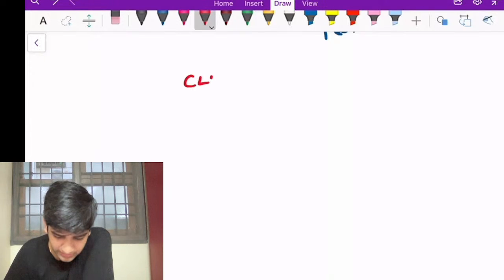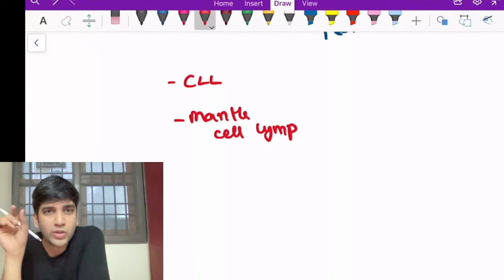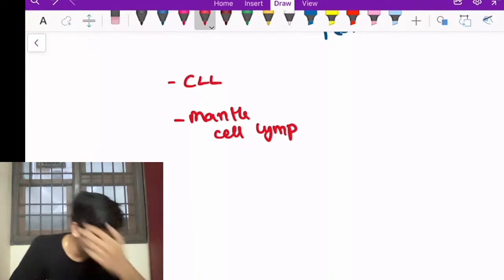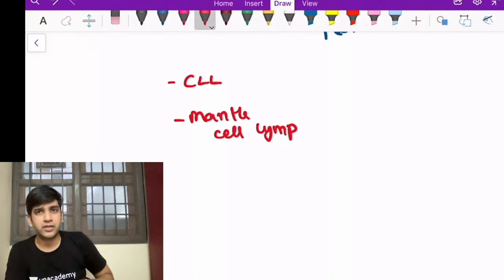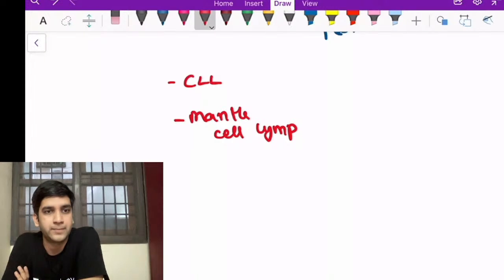Let's take CLL. Let's take mantle. These two are pre-germinal center neoplasms, right? CLL and mantle. CLL comes from my naive B cell. Mantle comes from my inner mantle zone. Fine. CLL is going to come from a naive B cell.